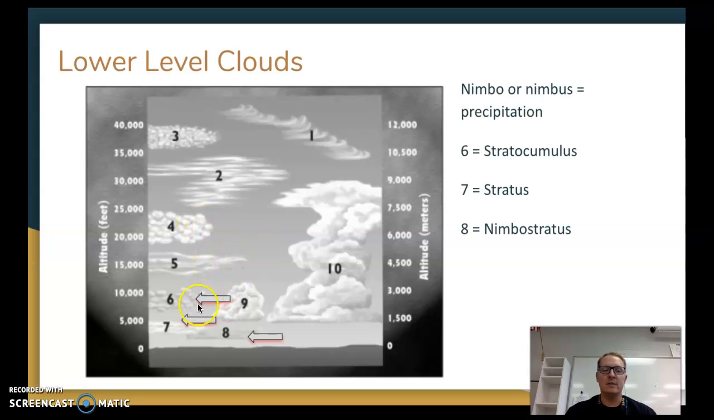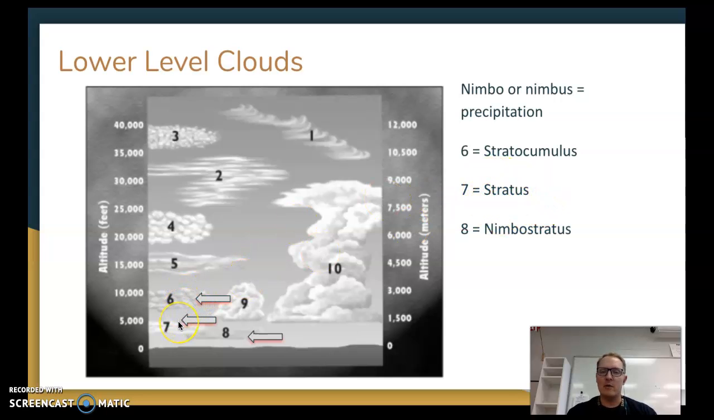Our lower level clouds, these three right here, 6, 7, and 8, follow a similar pattern for the most part. Notice how 6 is lower level, but it has these little cotton ball type shapes. And so for number 6, we have strato because it's lower, and cumulus because of the cotton ball-like shapes. Number 7 is a lower level cloud, but it is spread out into a layer. So technically, this might have been called stratostratus, right? But they just simplified it to a stratus cloud.